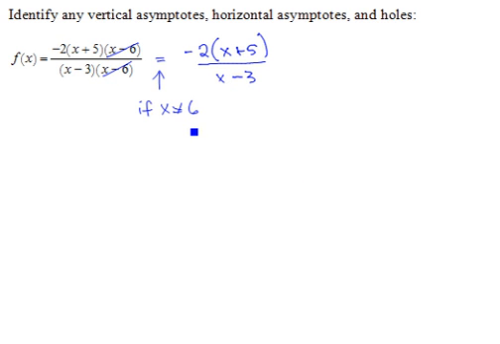The condition that x is not equal to 6 is important because it actually gives us a place where there's a hole in the graph. The function on the left is not defined at x equals 6 because we have division by 0 in the denominator when x is equal to 6. The expression on the right is perfectly well defined though at x equals 6, and that's a good indication that there will be a hole at x equals 6.